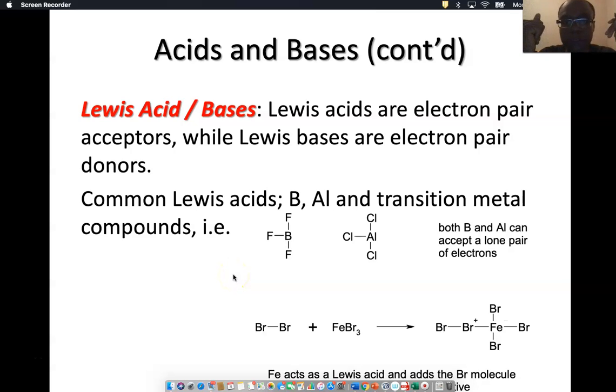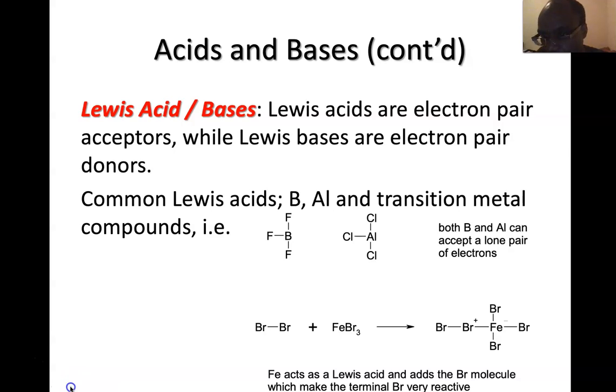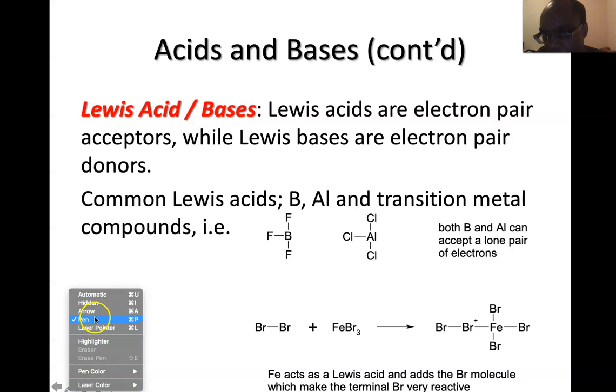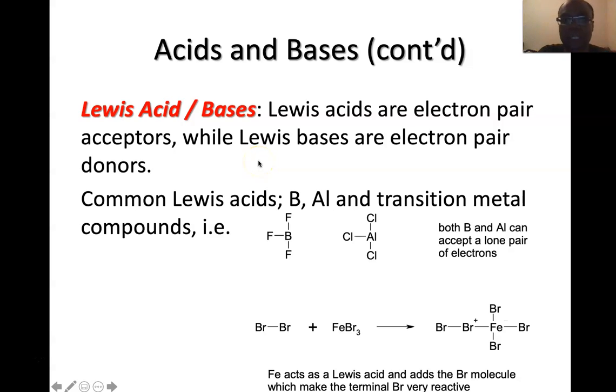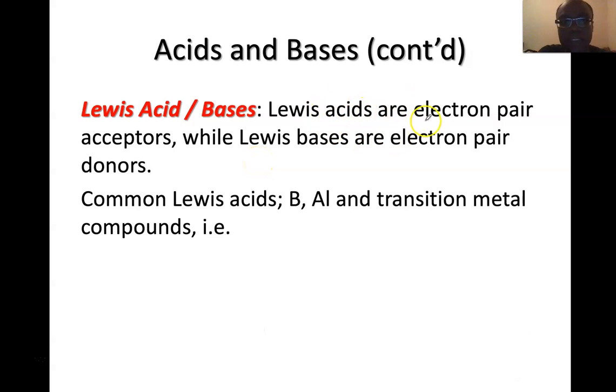Now that we know what Bronsted-Lowry acids and bases are, which of course are proton donors for acids and proton acceptors for bases, there is another classification of acids and bases. We call those Lewis acids and Lewis bases. What you just need to know is that Lewis acids will be lone pair acceptors, and Lewis bases will be donating those electron pairs. The Lewis acid accepts the electron pairs, and the Lewis bases, of course, will be the donors.